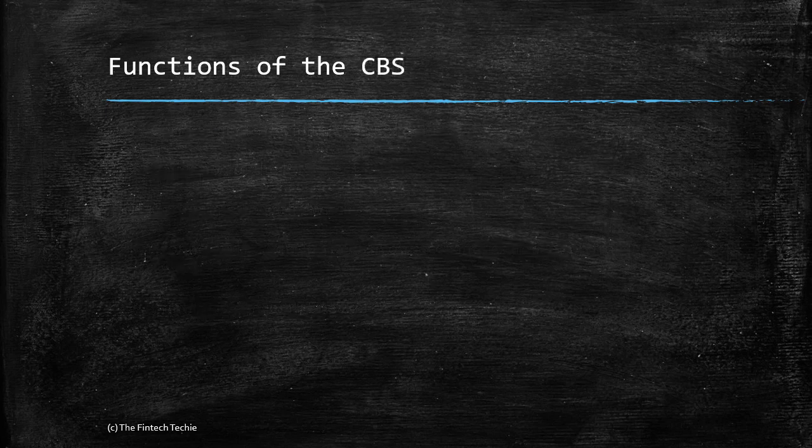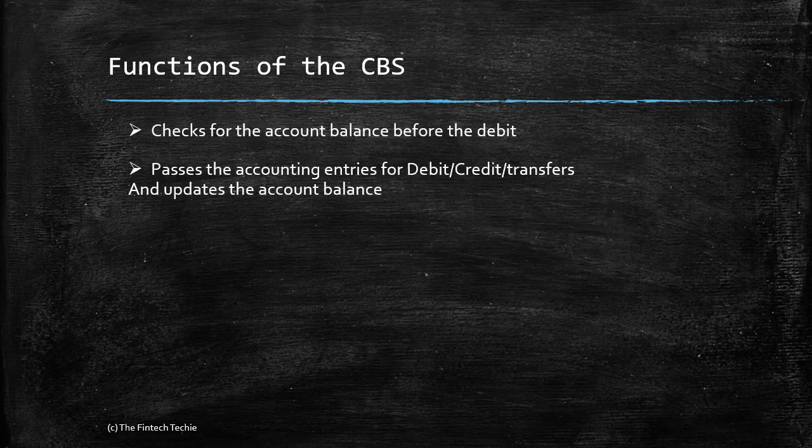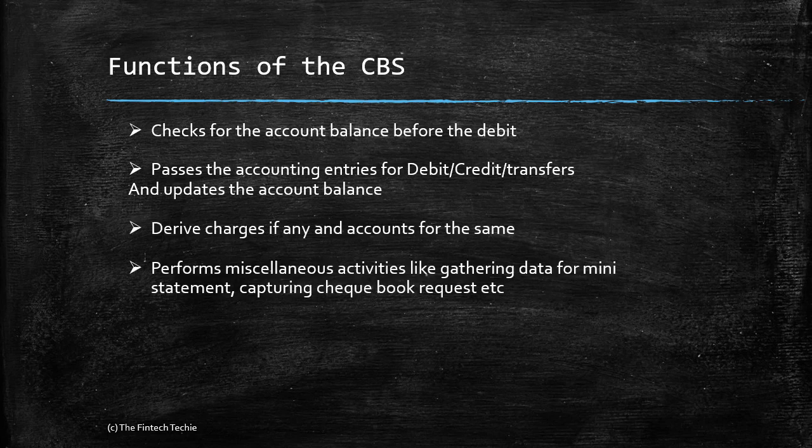Functions of the CBS involve checking for the account balance before the debit, passing of the accounting entries for debit, credit, or transfers, and updating the account balance, deriving the charges if any, and performing miscellaneous activities like mini statement, capturing a checkbook request, and so on. So thus we have seen all the functions of the three main pillars of an ATM transaction.